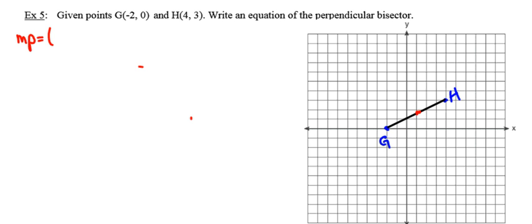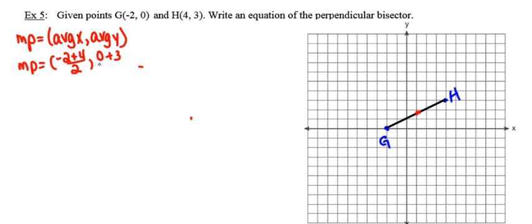So midpoint, I'm going to find it by averaging the 2 x values and by averaging the 2 y values. My 2 x values here are -2 and 4. To average two things means to add them together and divide by 2. My 2 y values are 0 and 3, and again, to average them means to add them together and divide by 2. So this is 2 divided by 2, or 1, and 3 divided by 2, or 1.5. So my midpoint is pretty much where I expected it to be, (1, 1.5).